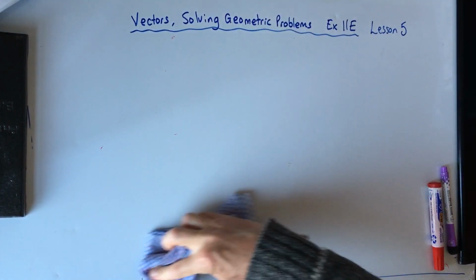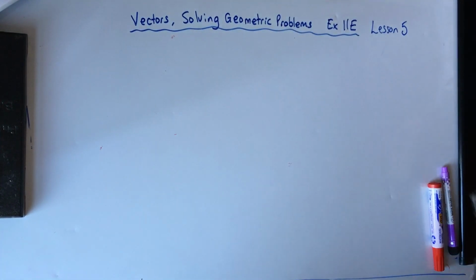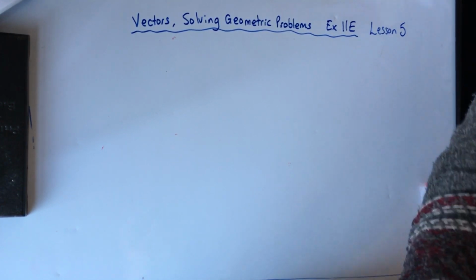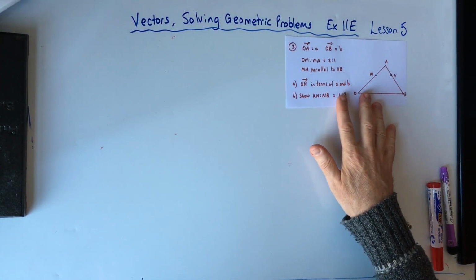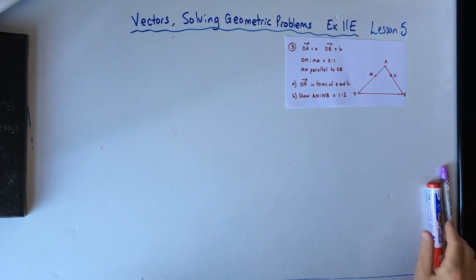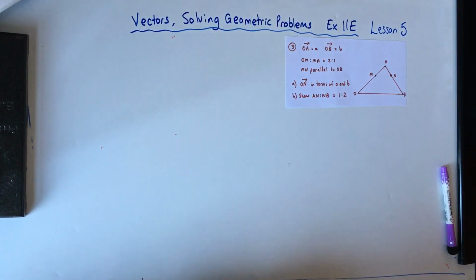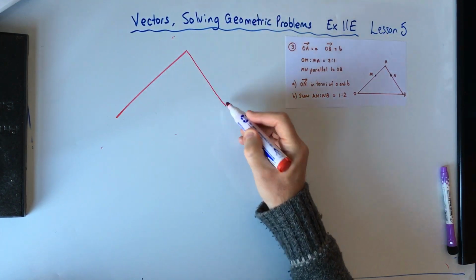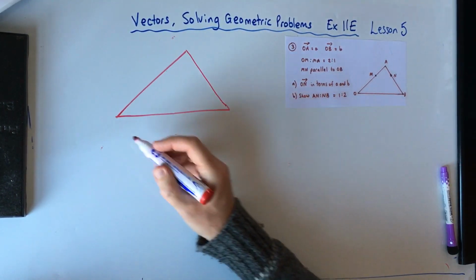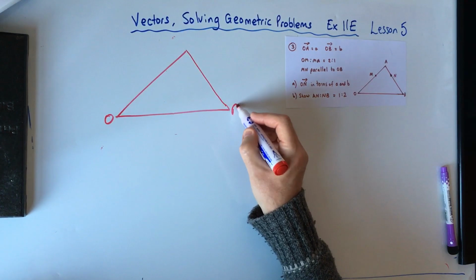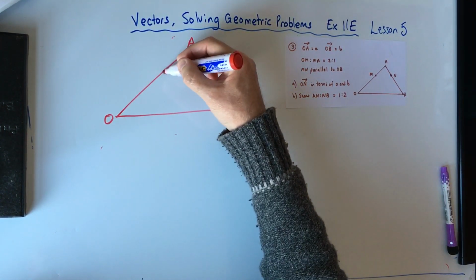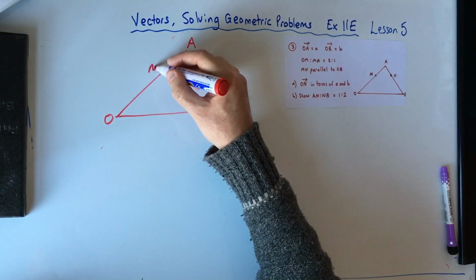Yeah, number 3 is a funny one, really. And it's almost a little bit silly. I'll show you why in a second. We've got this triangle here. O, B, A, M, N.